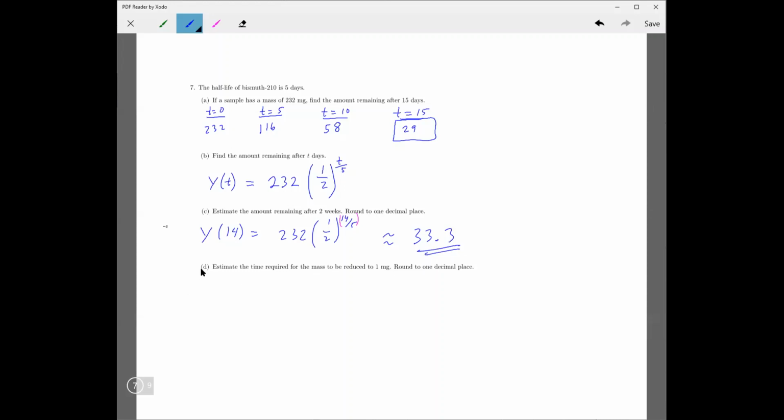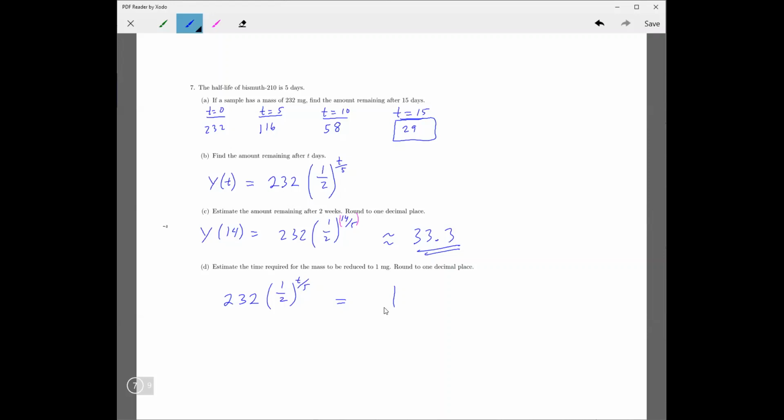Okay, then part D, estimate the time required for the mass to be reduced to 1 milligram and round to 1 decimal place. Okay, so this is more difficult because you want to see when that's going to be 1 milligram.